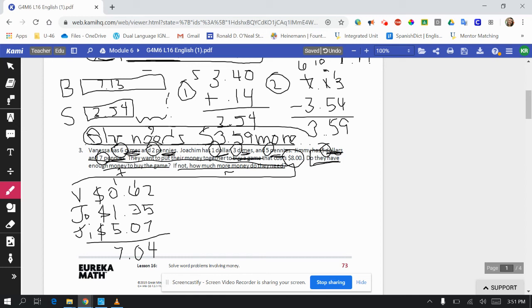How much more money do they need? Well, I can write it out like this. Or I can ask myself, how much more money do they need there? Okay, so they need about $1, right? Because $7.04 plus another $1, that would be $8.04. So I know they need about $1.